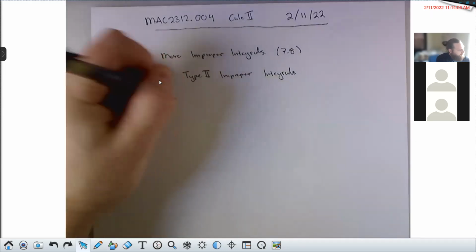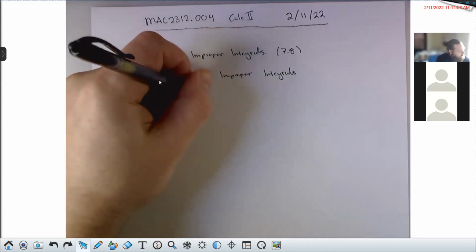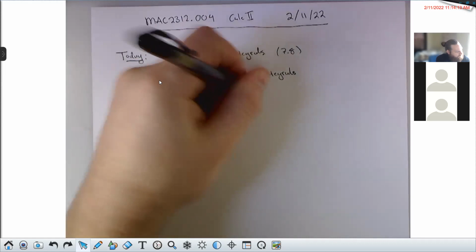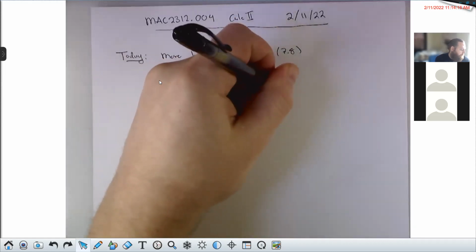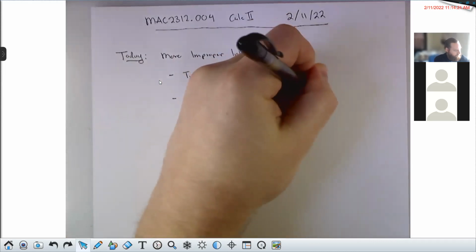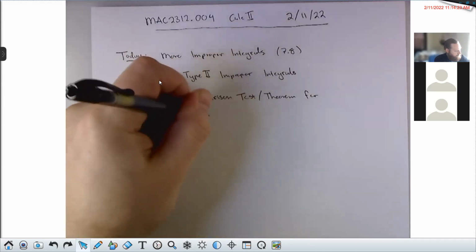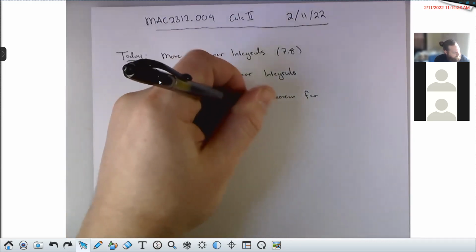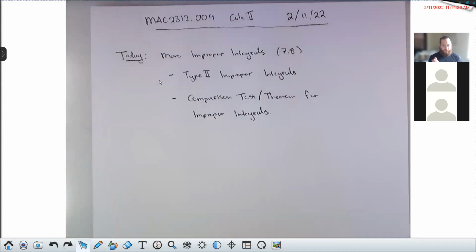The other thing we're going to talk about here is something called a comparison test, or comparison theorem, for improper integrals. And that test, the comparison test I'm going to give you, is going to mark a transition in this class, where we go from direct calculation to making logical arguments and indirect work.